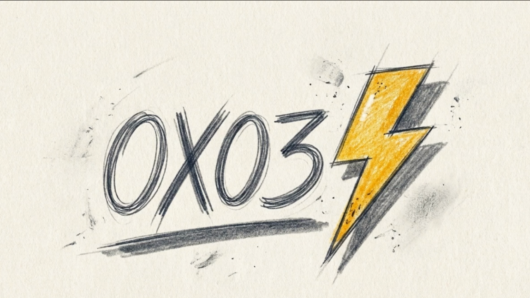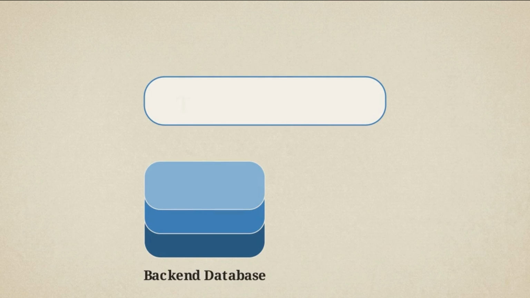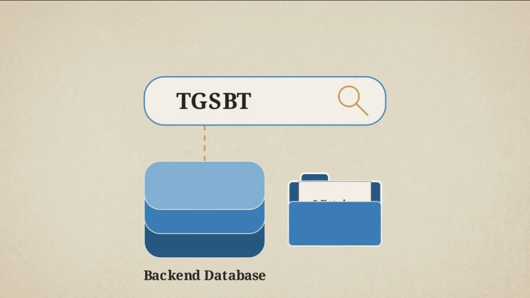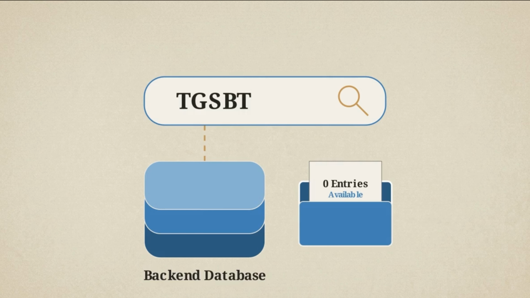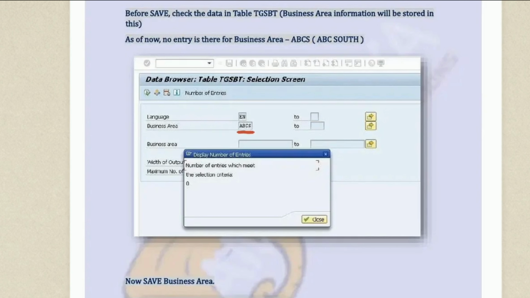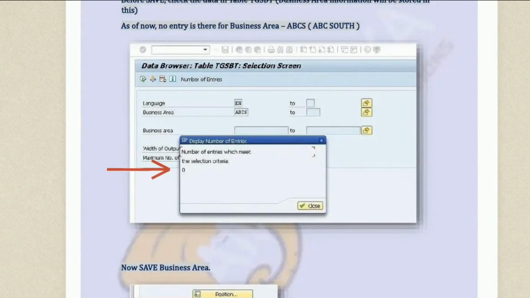If you want to bypass this menu tree in the future, you can enter the direct transaction code OX03. Before we create our new business area, it is a best practice to check the backend database table TGSBT to ensure our intended code is available. This selection screen shows the result of searching for our intended code. It returns 0 entries, confirming the database is currently empty for this value.